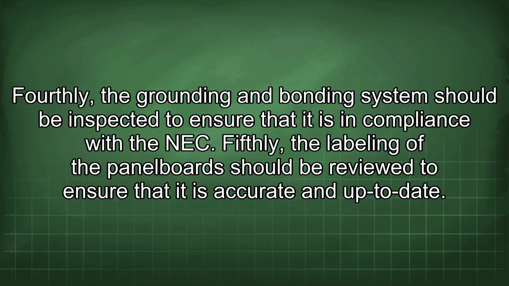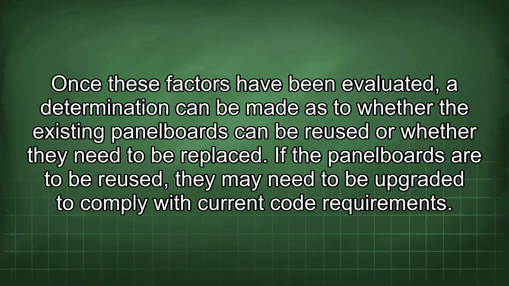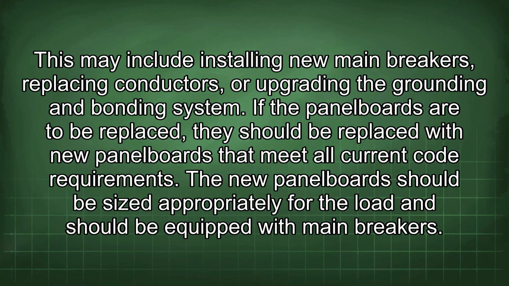Fourthly, the grounding and bonding system should be inspected to ensure that it is in compliance with the NEC. Fifthly, the labeling of the panel board should be reviewed to ensure that it is accurate and up to date. Once these factors have been evaluated, a determination can be made as to whether the existing panel boards can be reused or whether they need to be replaced. If the panel boards are to be reused, they may need to be upgraded to comply with current code requirements. This may include installing new main breakers, replacing conductors, or upgrading the grounding and bonding system.